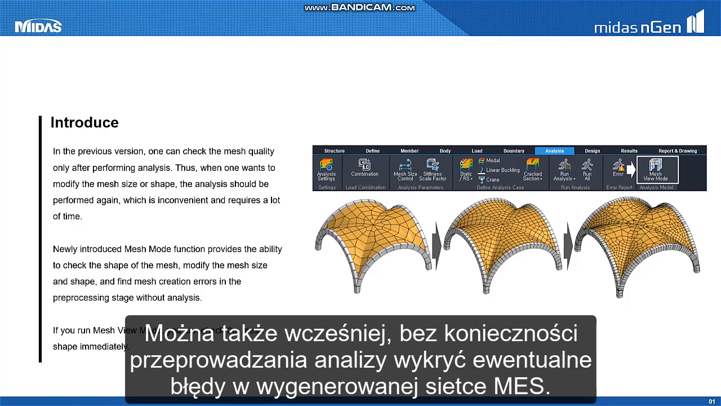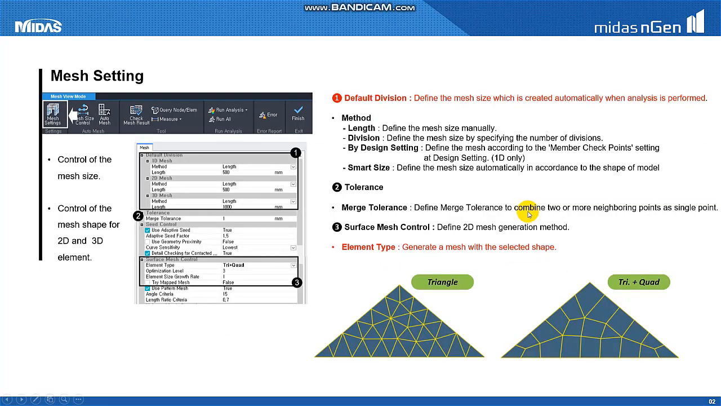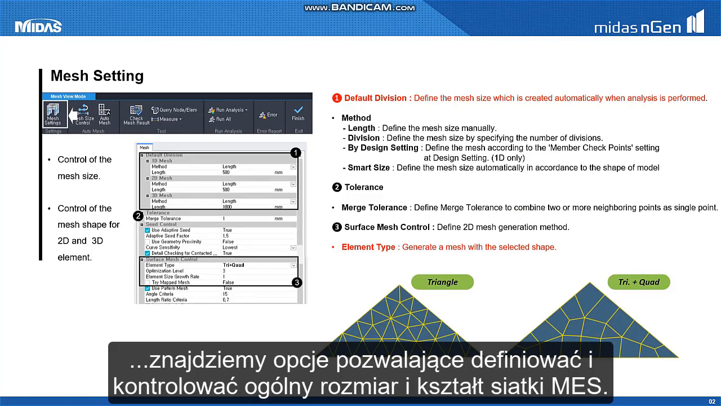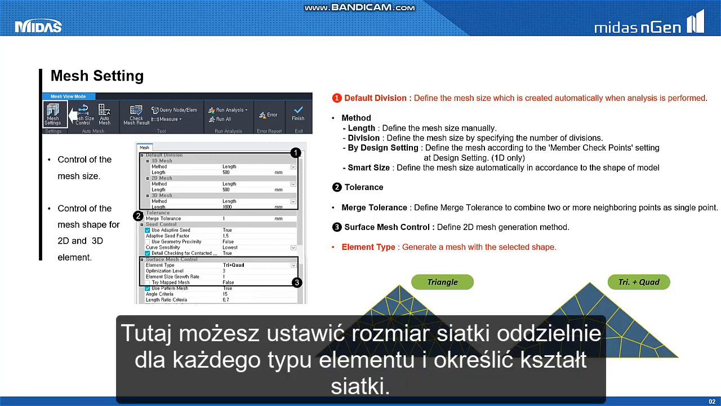Besides, mesh creation errors in the pre-processing stage can be detected without analysis. If you run the mesh view mode, you can check the mesh shape immediately. First of all, there is a setting dialog in mesh view mode that allows you to control the overall mesh size. Here, you can set the mesh size separately for each part and determine the mesh shape.